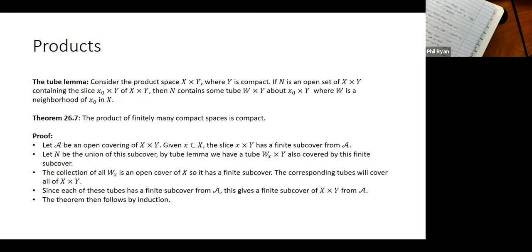Okay, so what's the picture like? So here's X cross Y. We've taken a slice x. Since the slice is compact, because it's homeomorphic to Y, which is compact, if we've got our open cover of it like this, a finite subcover is going to cover just this slice here. And then the union of that finite subcover is going to be an open set, and so we have some tube around our x.